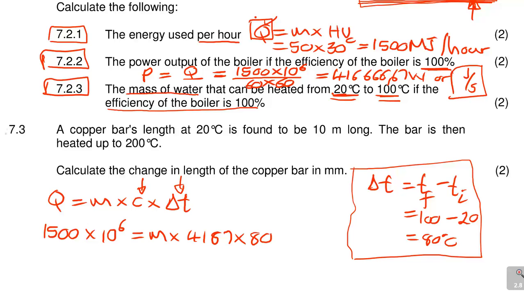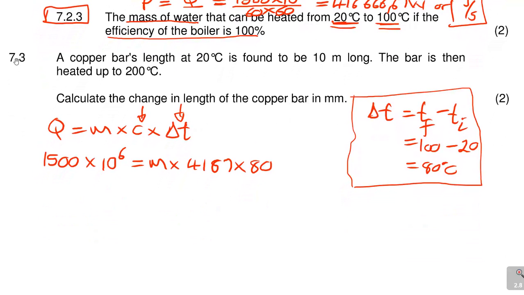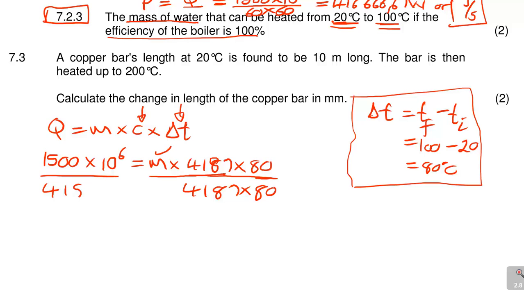Now, when I've done that, remember, I'm only interested in finding the mass. That's why mathematics is important in this case. You don't need to multiply. You can multiply 4187 times 80, but it's not a must. You can actually divide by what you don't want. Remember, you want to remain with M. You can divide by that 4187 times 80. What you do on the left, you do on the right. Let the calculator do the job and it will give you the answer straight away.